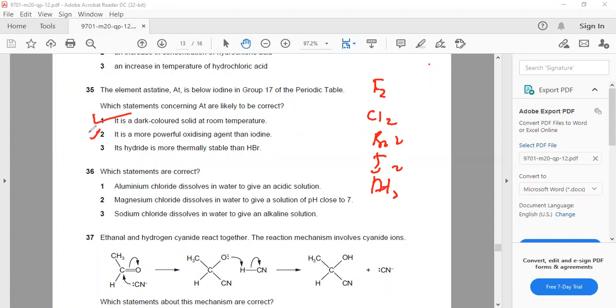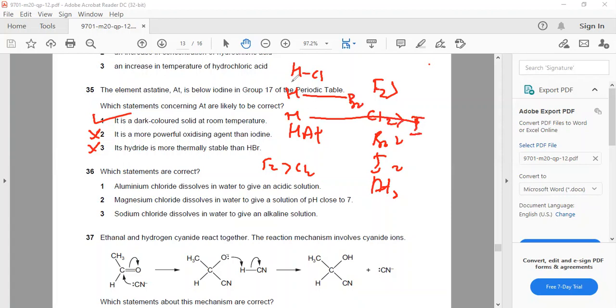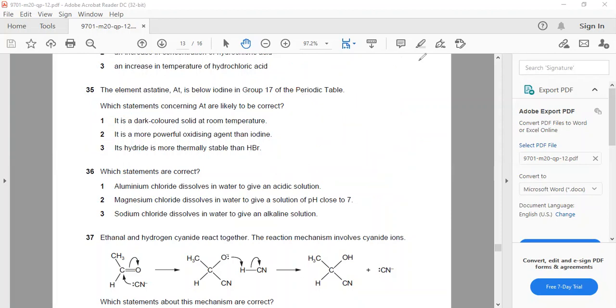Is it more powerful? No, it is less. Fluorine is the most powerful oxidizing agent, then chlorine, then bromine, then iodine. Is HI more thermally stable than HBr? No. Thermal stability of hydrides decreases down the group because the bond length increases, so bond energy decreases. So it decomposes more easily down the group. Okay. Only 1 and 2 correct. Sorry. Only 1 correct.